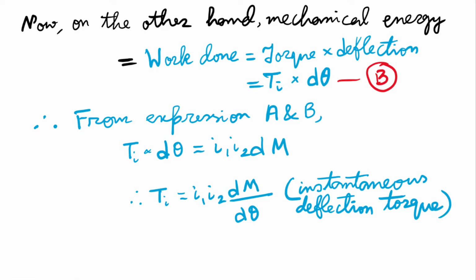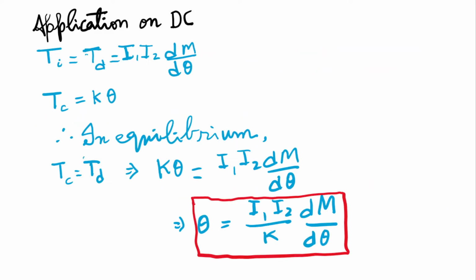One is, you know that electrodynamometer type instrument is called a transfer instrument because it can work on both AC and DC, maintaining its accuracy. So in DC, its application is: deflection torque is I1 I2 dM/dθ. In controlling torque, it is a spring control device, so Tc equals kθ, and in equilibrium, controlling torque and deflecting torque will be equal. So this will be the working equation, and from there we got that θ equals I1 I2 by k into dM/dθ.